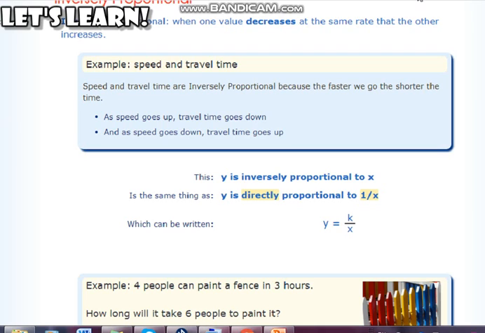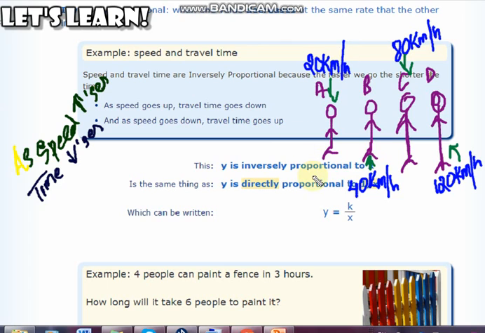So let's look at the example. For example, we have 4 people. Person A, person B, person C and person D. Each man over here is going to travel with a different speed. Let's say man A is going to travel with 20 km speed. Man B is going to travel on his car with a speed of 40 km per hour. Man C is going to travel on his car with a speed of 80 km per hour. And man D is going to travel with the highest speed, that's 120 km per hour.